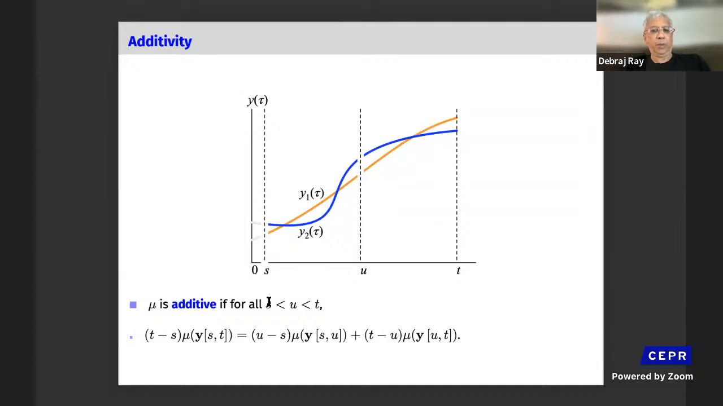Upward mobility is additive if whenever I break up the S to T with a U in between, then the weighted, of course, if U is very close to S, we don't want to give it that much weight, because it's a tiny interval. If U is very close to T, we don't want to give this interval much weight because it's a tiny interval. So you weight it by the amount of time. T minus S is the overall time, and mu is the overall mobility from S to T. It should be the weighted average of the mobility in these two subintervals. That's the additivity condition.